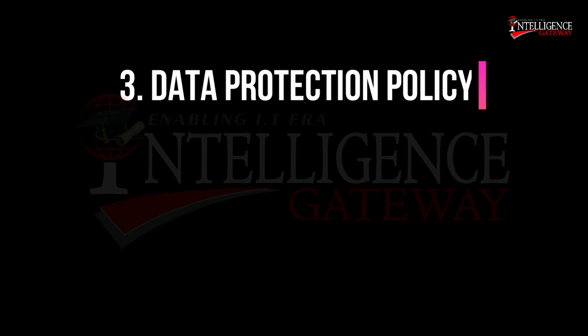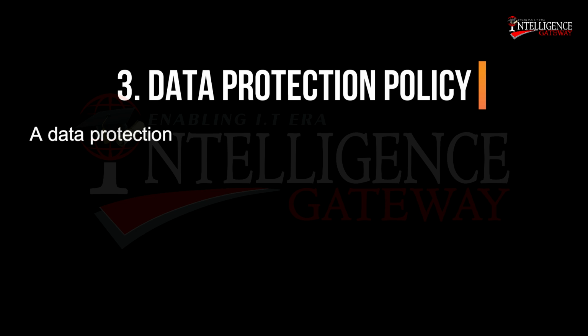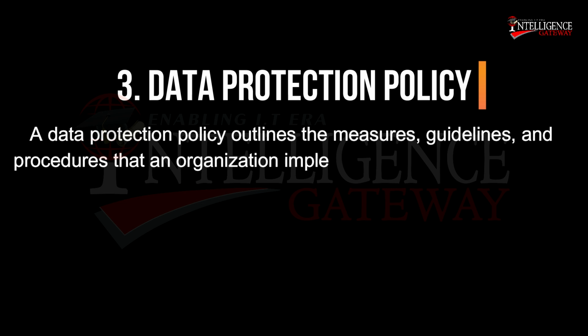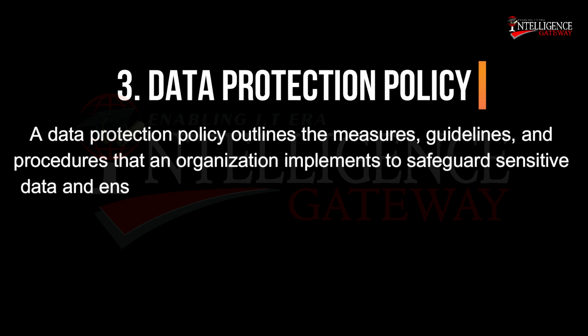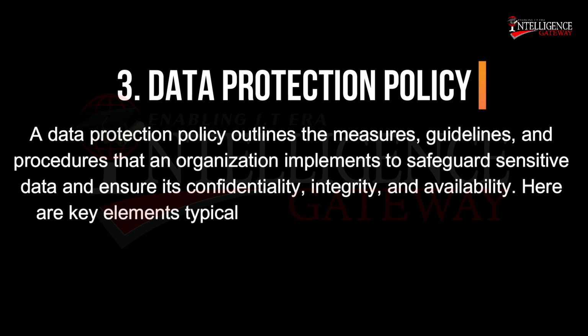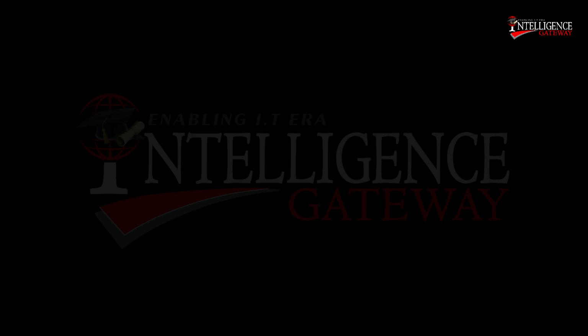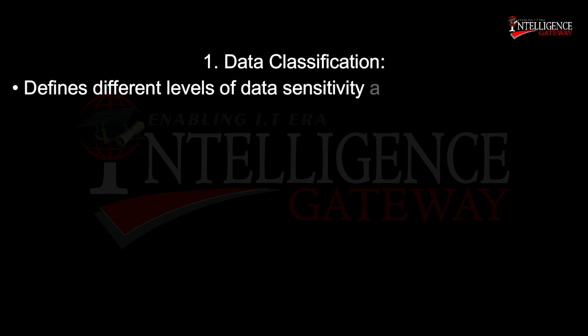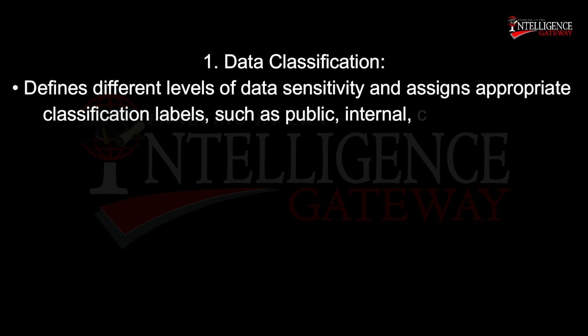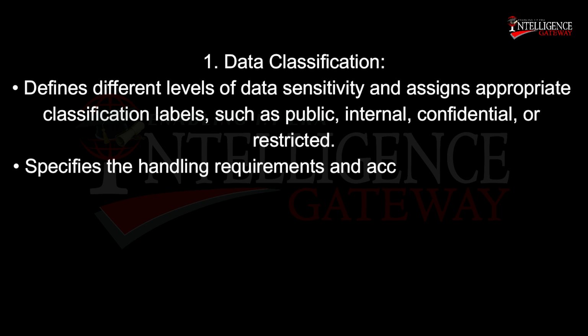3. Data protection policy. A data protection policy outlines the measures, guidelines, and procedures that an organization implements to safeguard sensitive data and ensure its confidentiality, integrity, and availability. Here are key elements typically included in a data protection policy. 1. Data classification. Defines different levels of data sensitivity and assigns appropriate classification labels, such as public, internal, confidential, or restricted. Specifies the handling requirements and access controls for each data classification level.